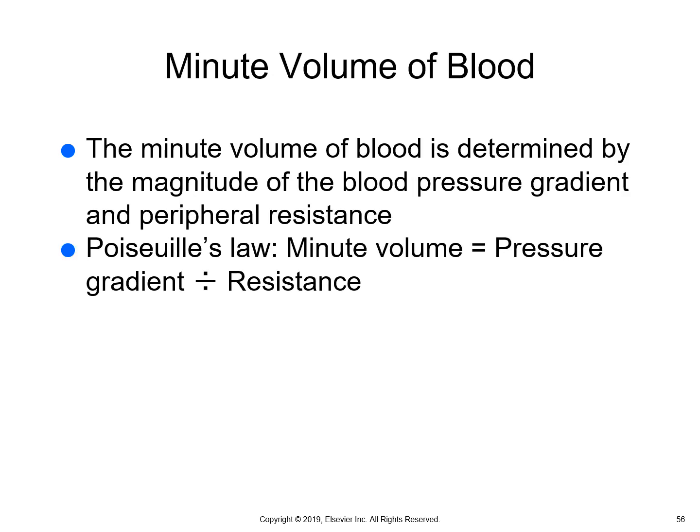All right, now let's focus on the concept of minute volume of blood, which is the total amount of blood that flows through the circulatory system in 1 minute. Some of the key factors that influence this are blood pressure gradient and also peripheral resistance. To determine factors of minute volume, we have to think about this: the greater the blood pressure gradient, the higher the blood flow.